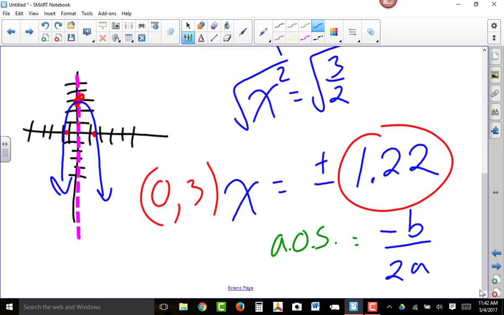This is on the test. Is it okay if we just do those 3 points? Yeah, it's okay to do those 3 points, because what these 3 points mean is that you have a vertex and you have your roots.